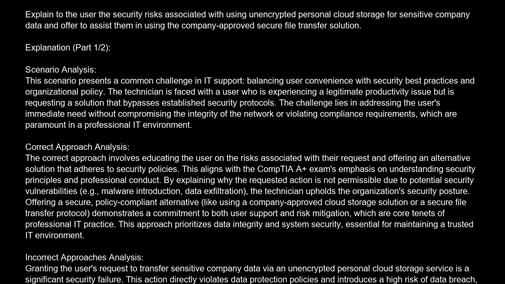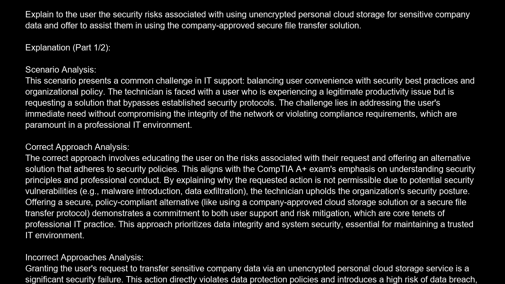Correct approach analysis. The correct approach involves educating the user on the risks associated with their request and offering an alternative solution that adheres to security policies. This aligns with the CompTIA exam's emphasis on understanding security principles and professional conduct. By explaining why the requested action is not permissible due to potential security vulnerabilities, e.g., malware introduction, data exfiltration, the technician upholds the organization's security posture.